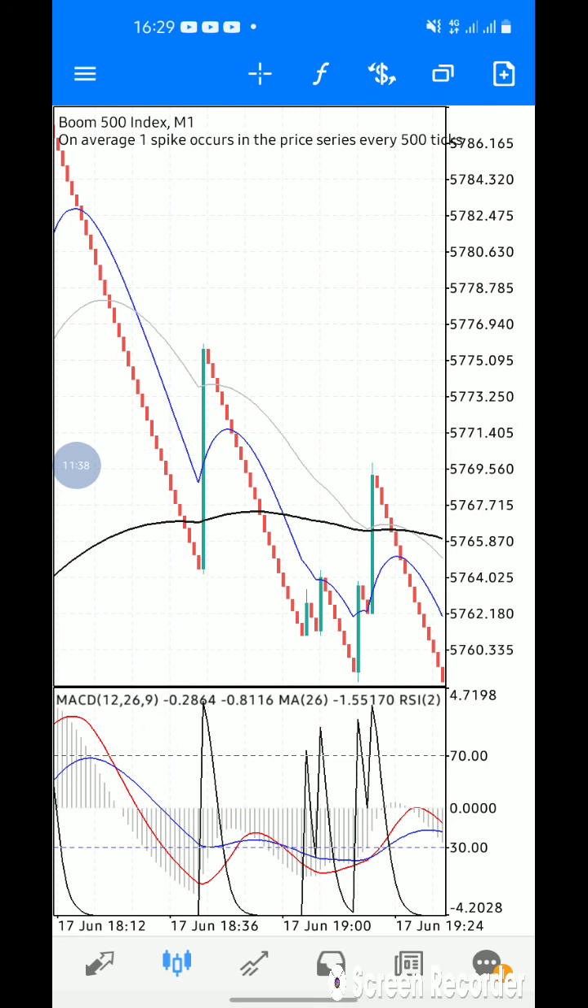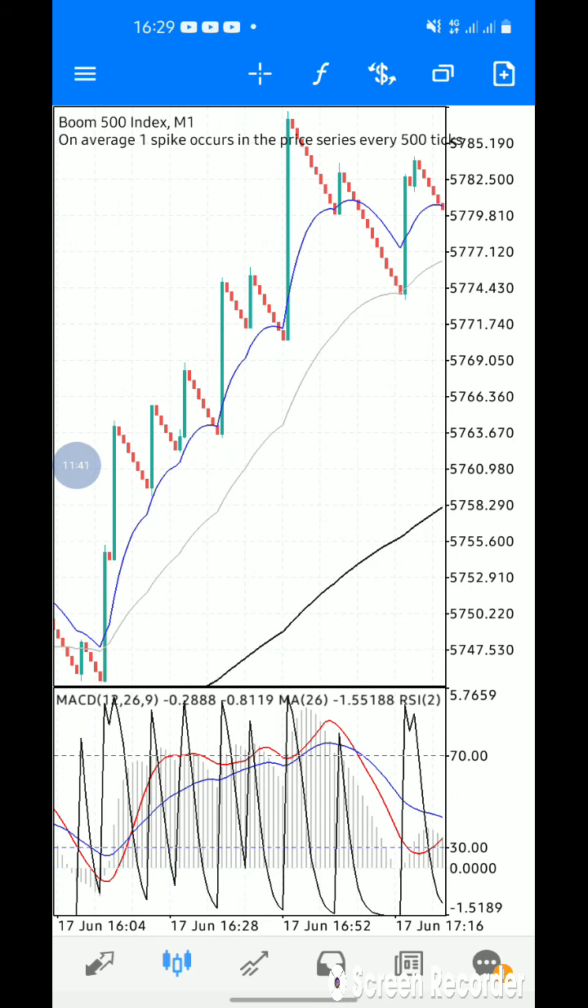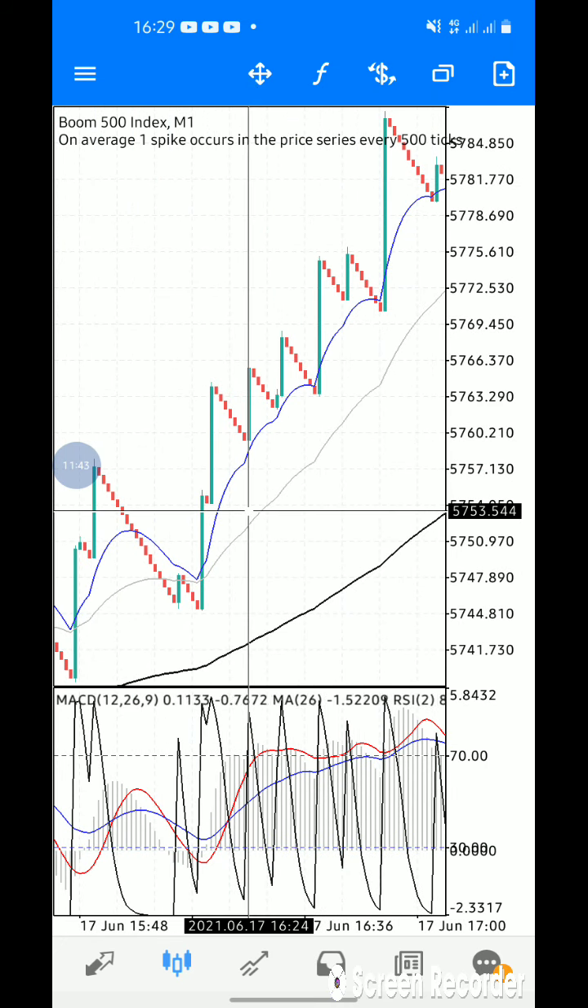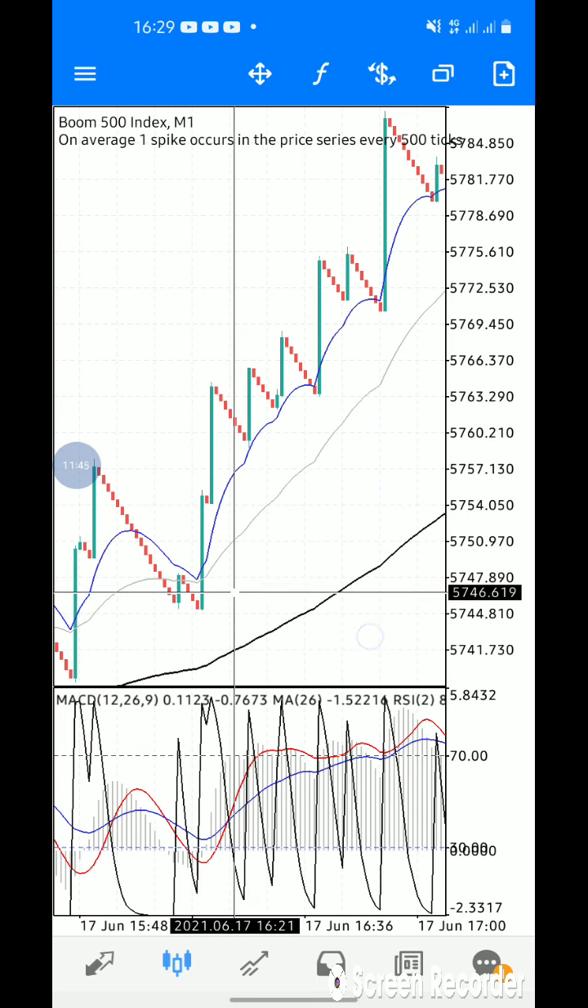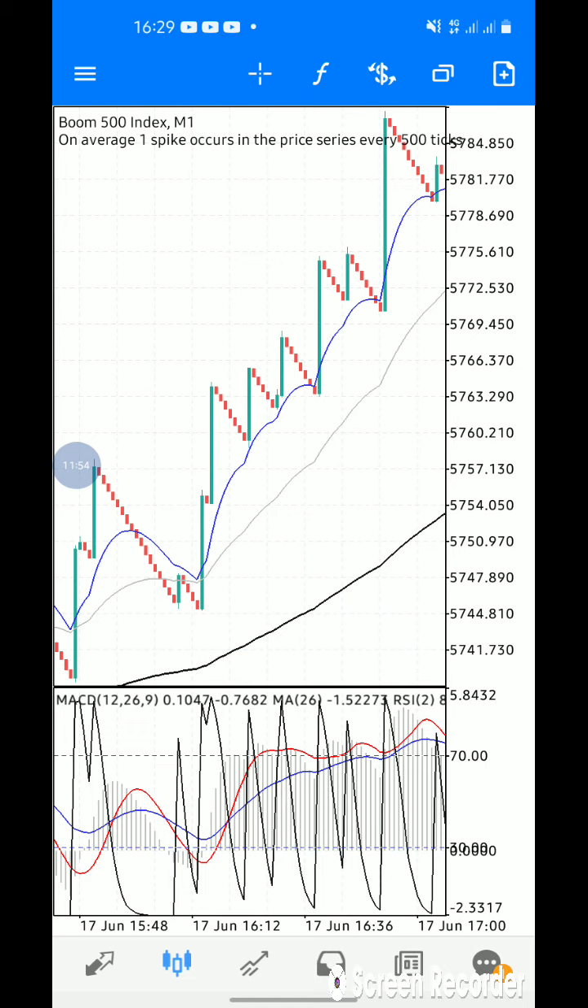We put the notifications because we want to be notified when important events are nearing. Like when these things are happening, you receive a notification for you to have a chance to wait until it touches the 14 exponential moving average. So guys, I hope I've explained.